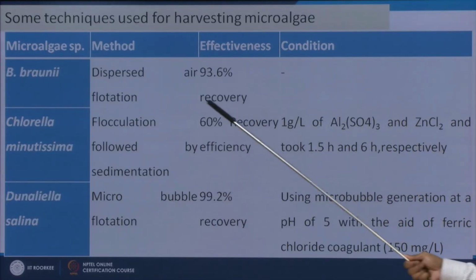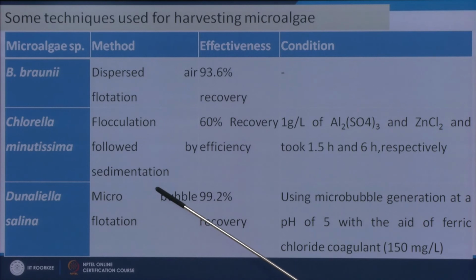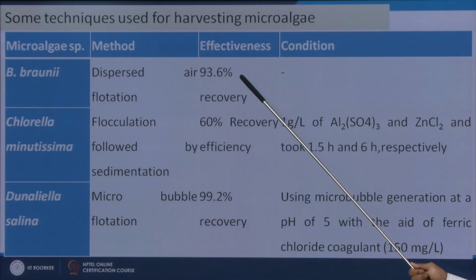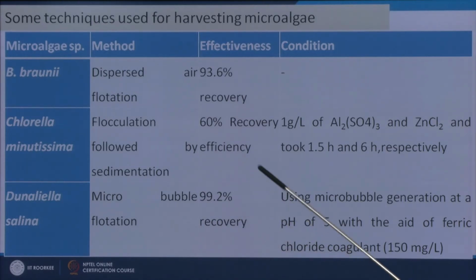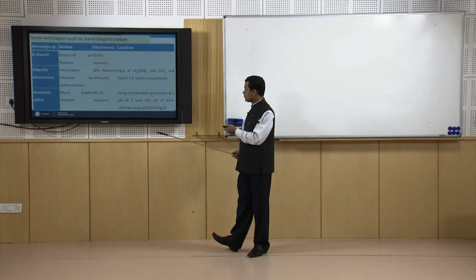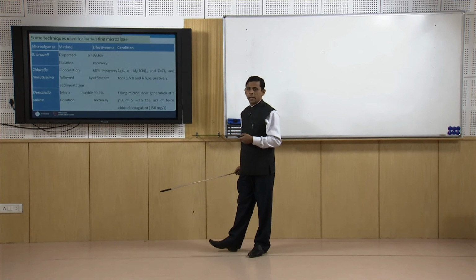Here dispersed flotation, flocculation followed by sedimentation, and micro flotation, the information is provided. Here it is 93.6% in case of dispersed flotation, and with micro bubbles it is 99.2% biomass recovery, and flocculation is only giving us 60% recovery. The flocculants added here are aluminum sulphate and zinc chloride, and in the micro flotation the pH was maintained at 5, and ferric chloride coagulant was also added in this case.